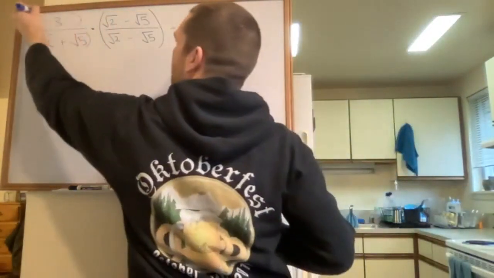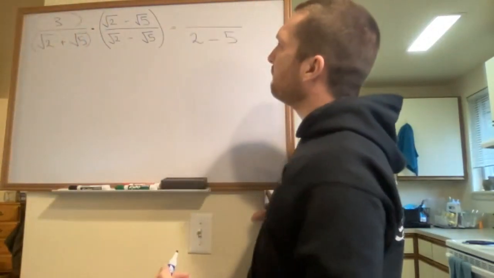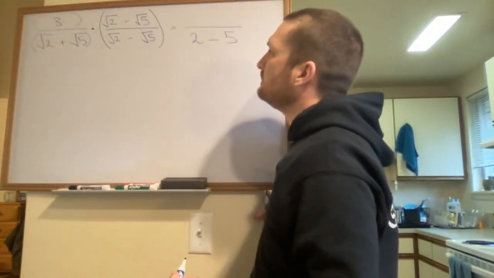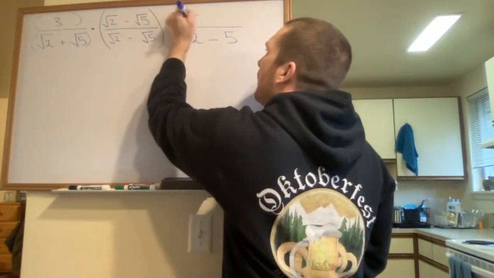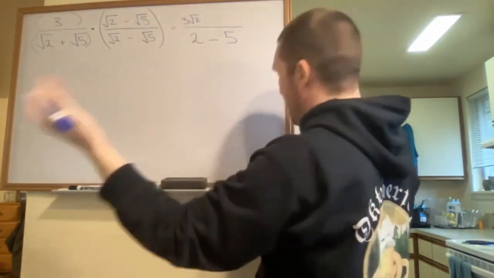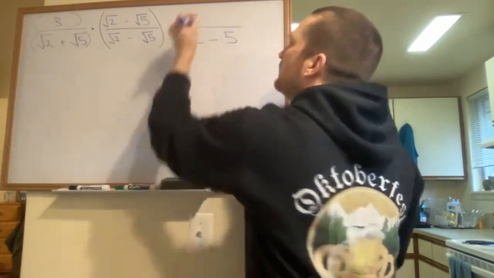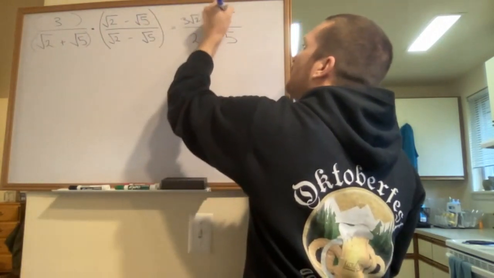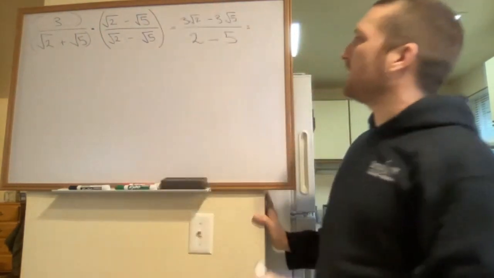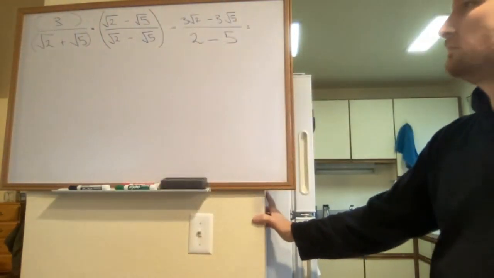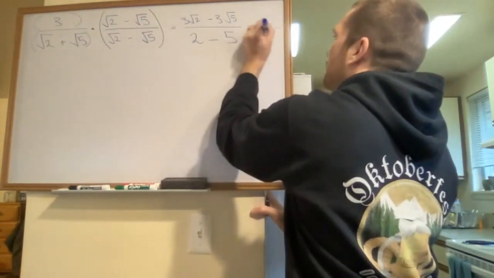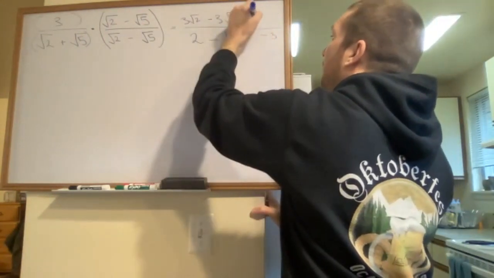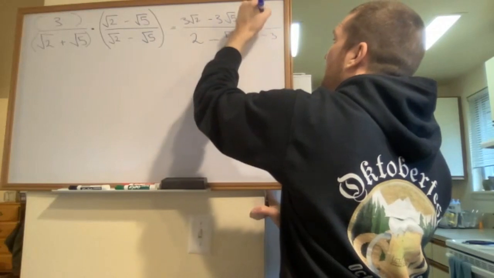3 times the square root of 2, or I guess just 3 square root of 2, minus 3 square root of 5. There we go. And now can we simplify that denominator a little bit? Yeah, it's minus 3, right? It's just minus 3. I didn't plan this out, but check this out.